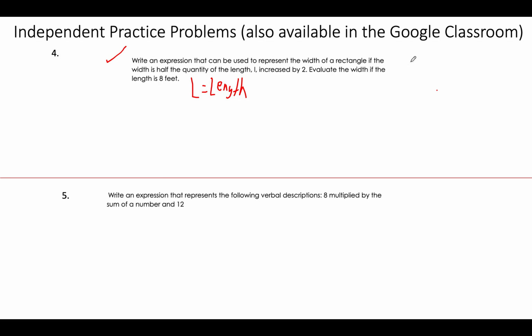Alrighty, questions 4 and 5. Once again, I want you to pause and see if you can answer these independently. Pause and answer them independently.